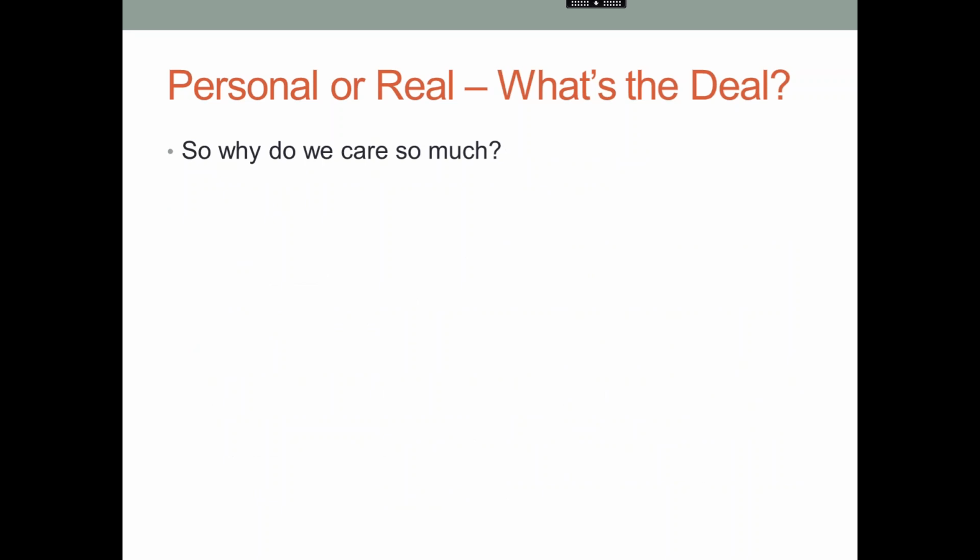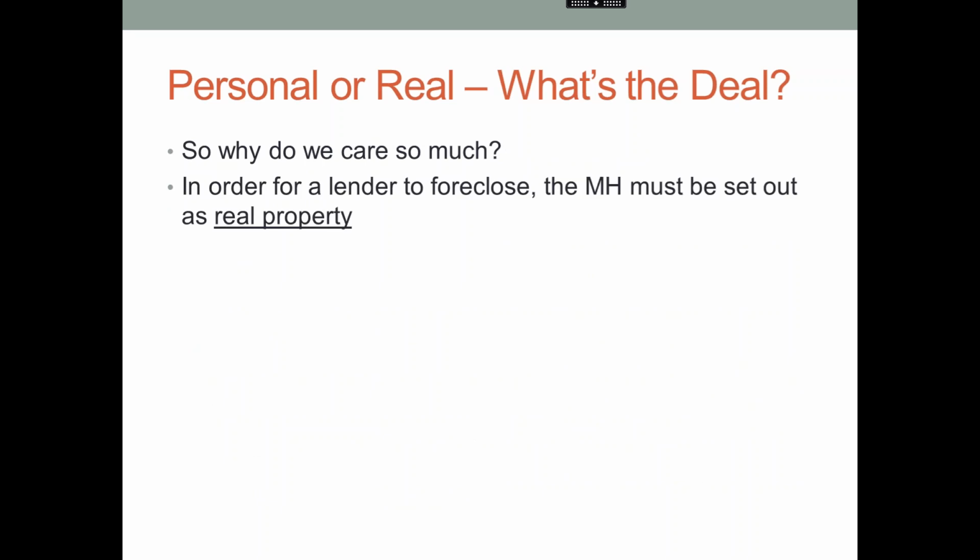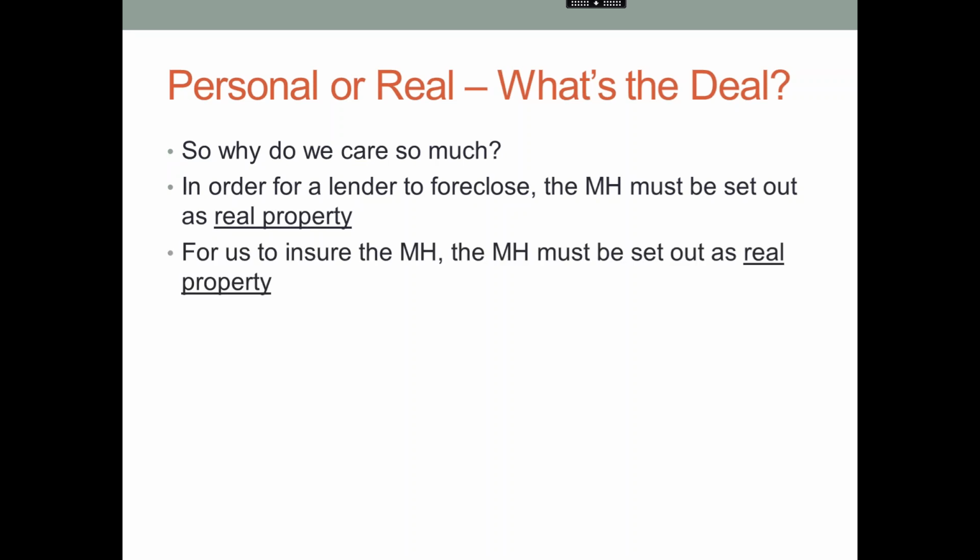So again, why do we care so much about whether or not it's personal or real property? Well, number one, in order for a lender to foreclose, the manufactured home must be set out as real property. This is obviously something that the lender is going to absolutely make sure of. I would say maybe half the mobile home transactions I see involve financing. And obviously your lender is going to want to have the ability to foreclose on their lien. So again, important that the manufactured home be set out as real property.